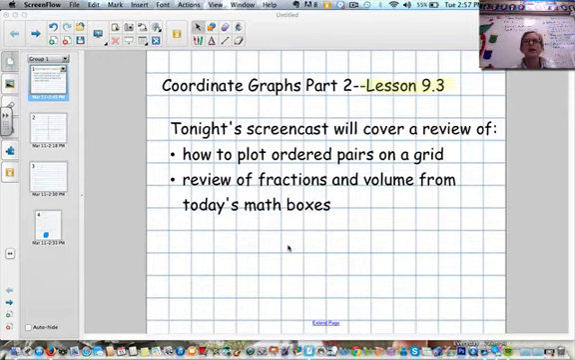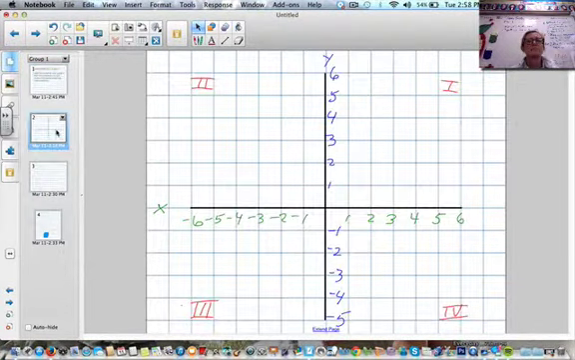Tonight's lesson 9.3 is on coordinate graphs part 2. The screencast tonight will cover a review of how to plot ordered pairs on a grid and a review of fractions and volume from today's math boxes. I thought there were a couple things that we should review and go over. So let's take a look at this next slide.